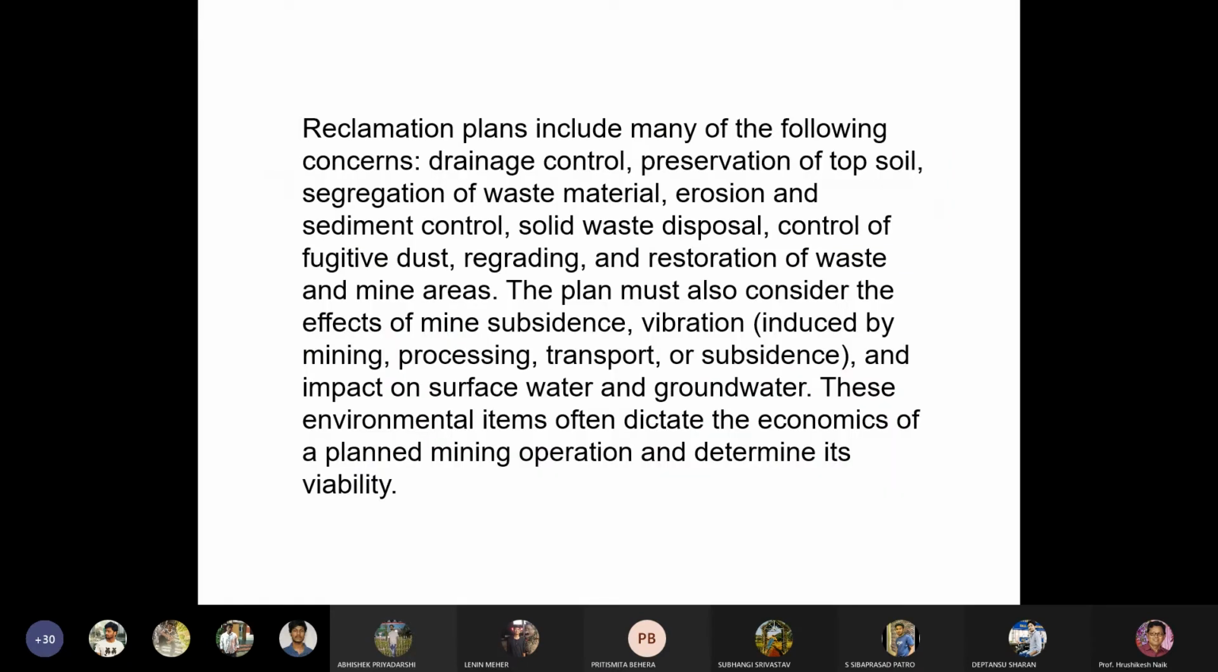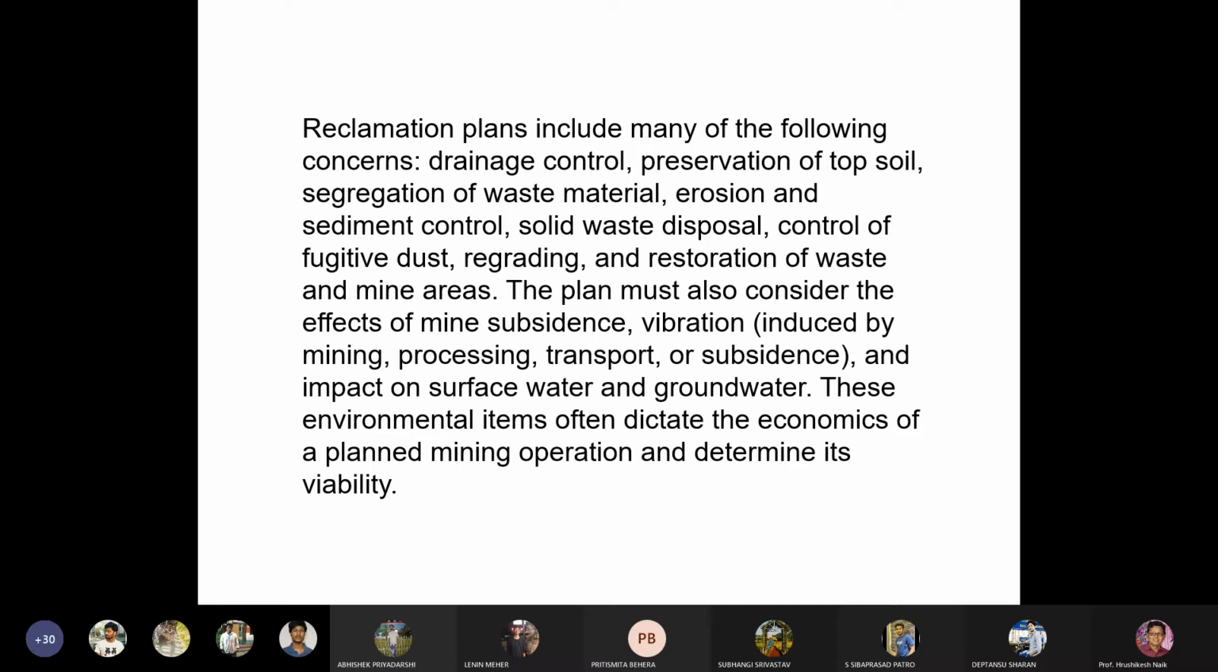Okay, so those are some of the methods of mining we carry out. If it is an open pit mine, then you have to go for reclamation. After the mining is carried out, after the coal or mineral is taken out from the earth's crust, you have to reclaim the land. Reclamation is to be carried out as per the reclamation plans, which include many of the following concerns.